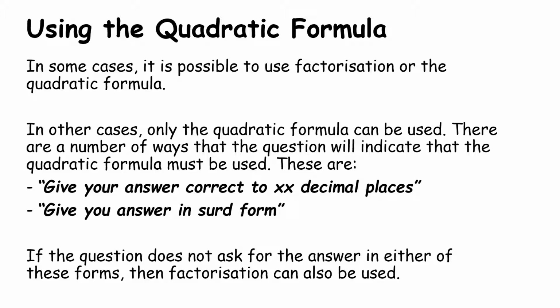There's a number of ways that the question will indicate that you must use the quadratic or minus b formula. The two things to watch out for when you're doing questions are things like give your answer correct to so many decimal places. That could be give your answer correct to 1 decimal place, give your answer correct to 2 decimal places, or give your answer in surd form, which means leave your answer with a square root. If the question does not ask for either of these forms, so if you don't see anything like that in a question, it is a good assumption that factorization can be used, especially in exam questions.